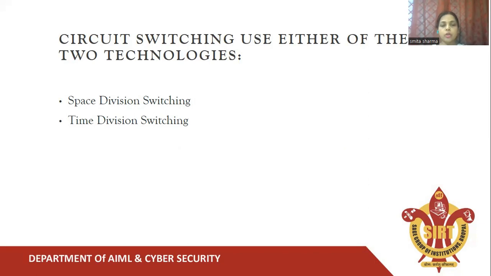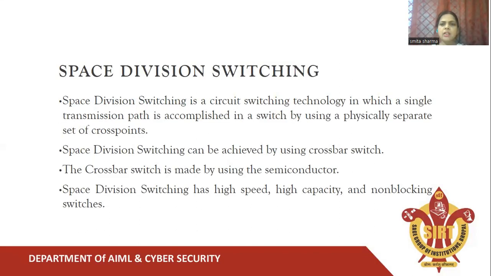Again, as I already told you, circuit switching is divided into two technologies: space division switching and time division switching. So what happens in space division switching? Here, basically, we work on cross points. A single transmission path is accomplished by using a set of cross points, and these sets of cross points are established using a crossbar switch, which is made using semiconductors.